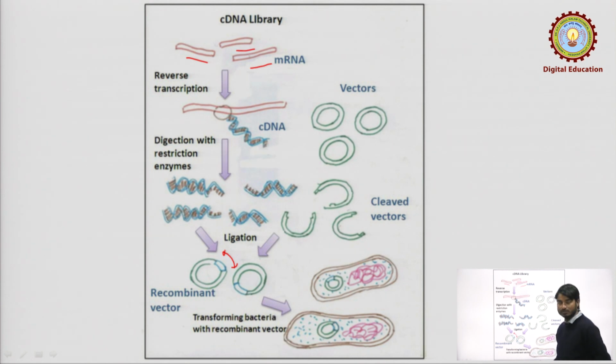It is the same as the cloning of a gene, but in this we have to prepare the complementary DNA from the messenger RNA. So this is the extra step, otherwise it is the same as the genomic DNA library. The preparation of complementary DNA with the help of different enzymes is part of this process.